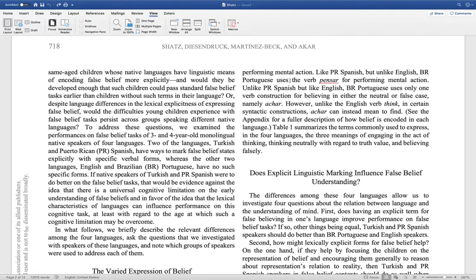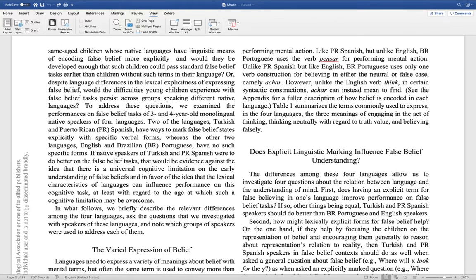Unlike Puerto Rican Spanish, but like English, Brazilian Portuguese uses only one verb construction for believing in either the neutral or false case, namely achar. However, unlike the English verb think, in certain syntactic constructions, achar can instead mean to find. See the appendix for a fuller description of how belief is encoded in each language. Table 1 summarizes the terms commonly used to express in the 4 languages the 3 meanings of engaging in the act of thinking, thinking neutrally with regard to truth value, and believing falsely.